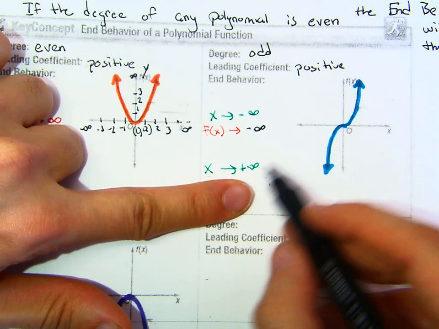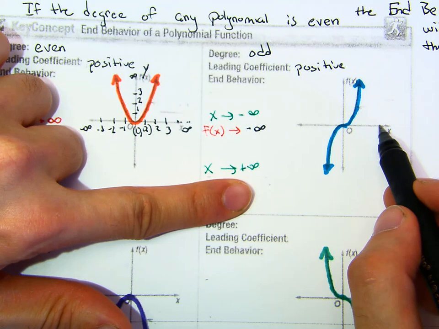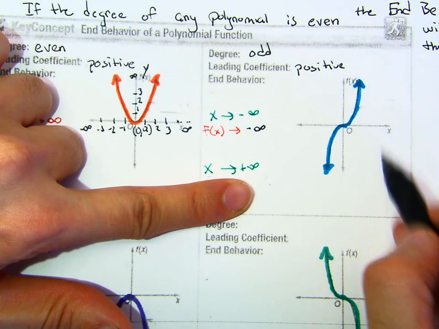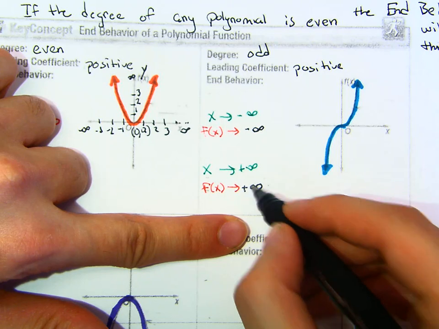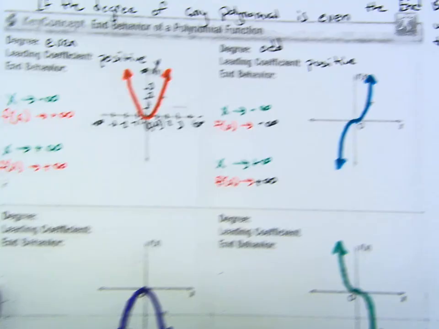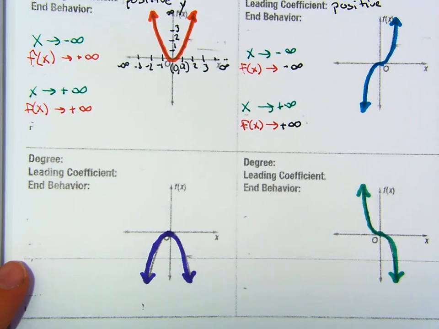Here, as x goes positive, as x is getting bigger and bigger and bigger, what happens to my f of x? Am I going up or down? I'm going up. So this is positive infinity. Okay? Let's try and do the next one by yourself. Do this one and this one, and we're done for the lesson.